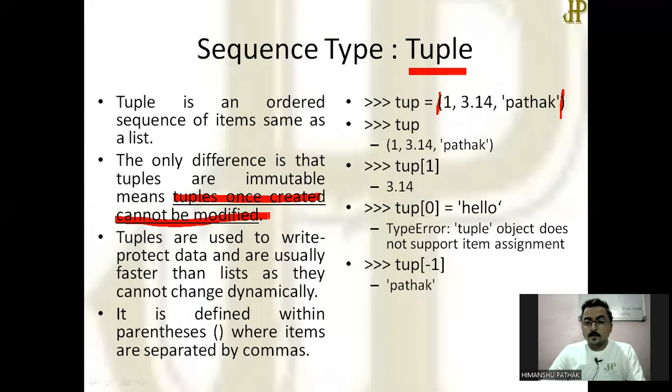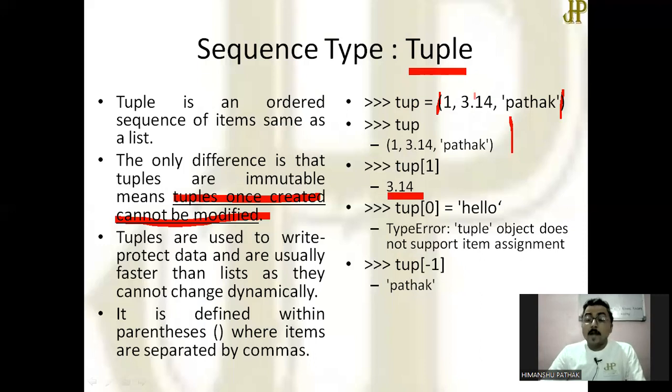Clear? So here you can see that I have created a tuple, and the values are the same as the list. In the second line, I have printed the tuple value. Tuple in 1st position will print 3.4 because indexing starts with 0. So the second item is to be printed on position 1.